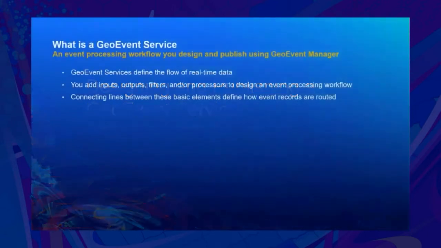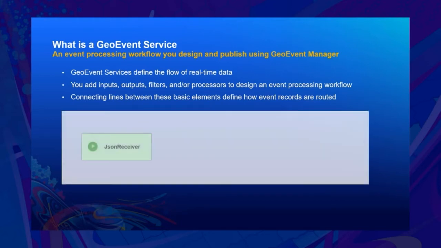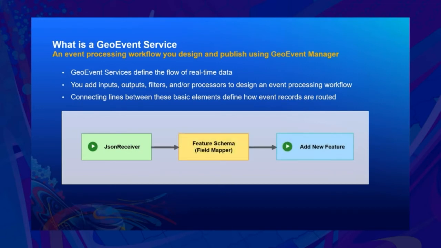Before we get started with discussing the critical components of a GeoEvent service, let's describe the essential pieces of a GeoEvent service. In its simplest form, a GeoEvent service is what allows you to define the flow of real-time data, or GeoEvents, from an input to an output. At a minimum, a GeoEvent service must have at least one input and one output connector. Adding processors and filters to a GeoEvent service is optional.